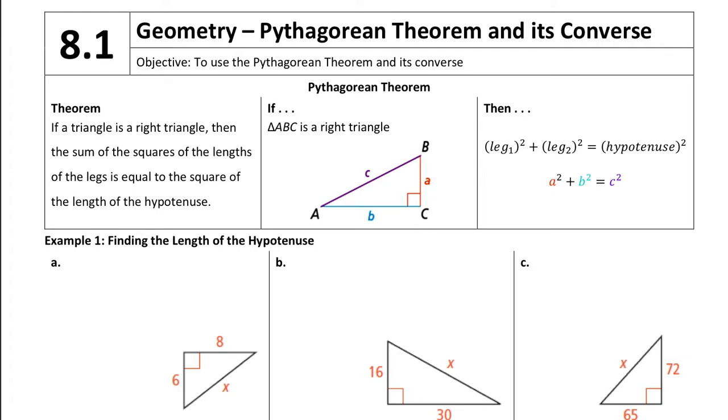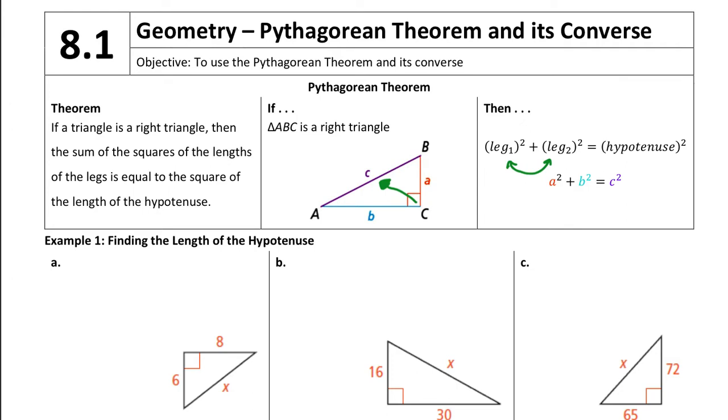And what it states is that the legs, when squared and added together, are equal to the hypotenuse squared of a right triangle. The legs are interchangeable. And what I mean by that is it doesn't matter which leg is A, which leg is B. It does matter, however, where the hypotenuse is. The hypotenuse is always opposite from the right angle in a right triangle. The hypotenuse is always the longest side of a right triangle. So that's the one thing that is definitely the same every time.